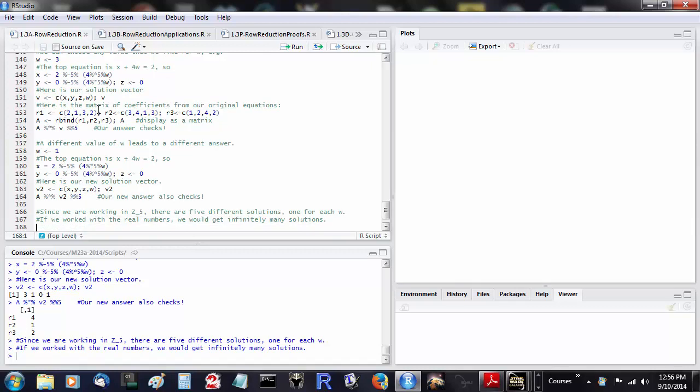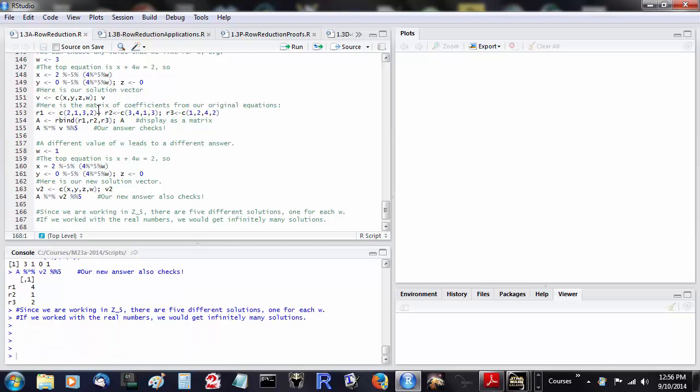If we were working in R, of course, there would be infinitely many different choices for W, and we'd get infinitely many different solutions. In some ways, conceptually, it's much easier to work in finite fields. That concludes my introduction to row reduction.